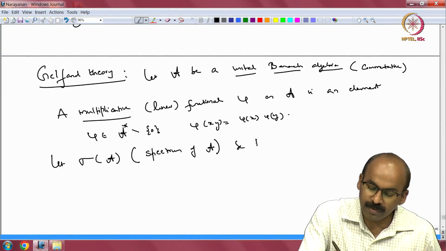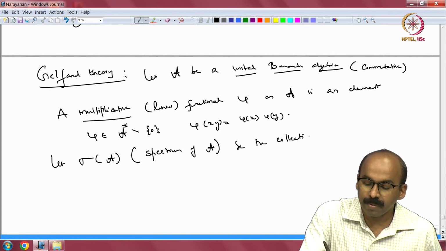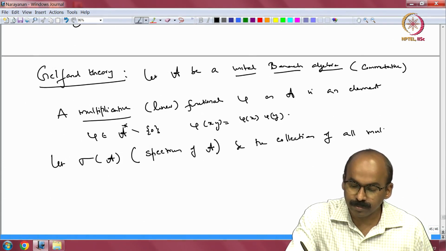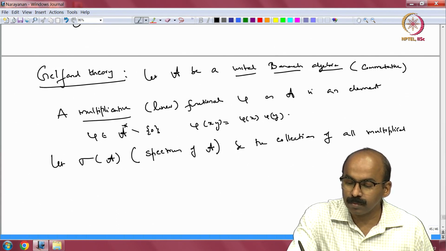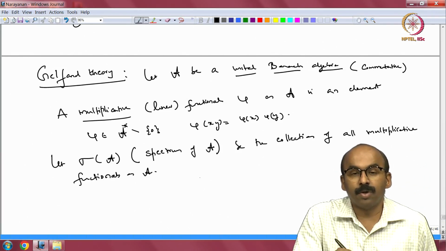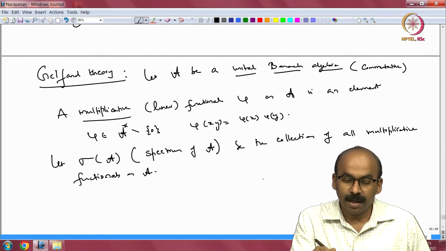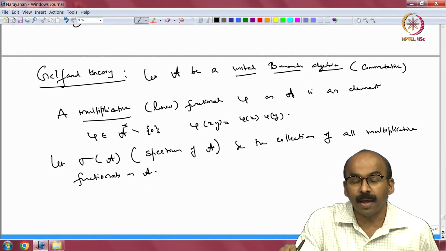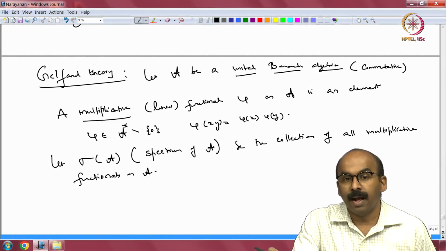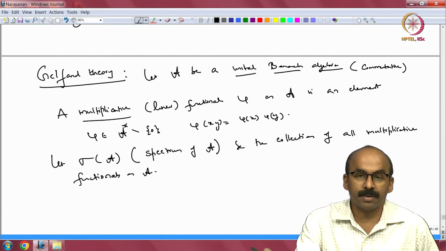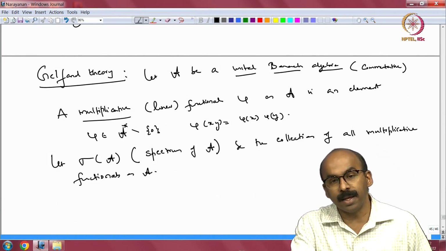This is simply the collection of all multiplicative functionals on A. That is all phi such that phi of xy equals phi x phi y, and phi is in A star. So, it is a map from A to the complex plane. It is linear and it is multiplicative. So, x times y will be mapped to phi x times phi y. Phi x times phi y is happening in the complex plane.